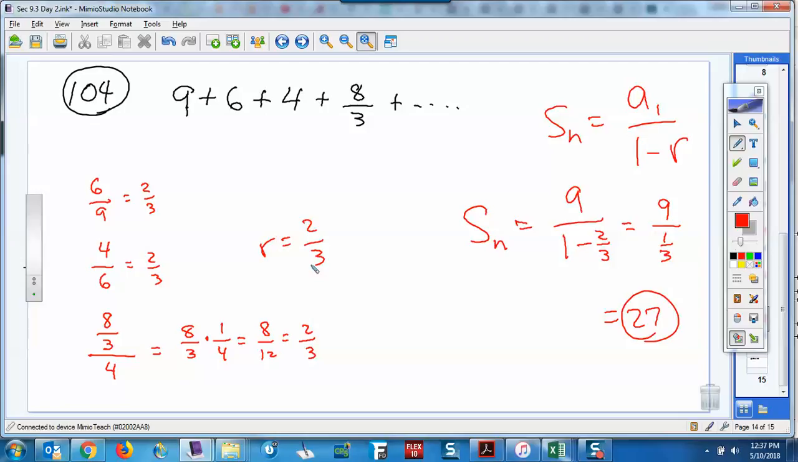Done already? Yeah. Oh wait, what do you need? It's an infinite series, right? Infinite sum. So all you need is A1 and R.